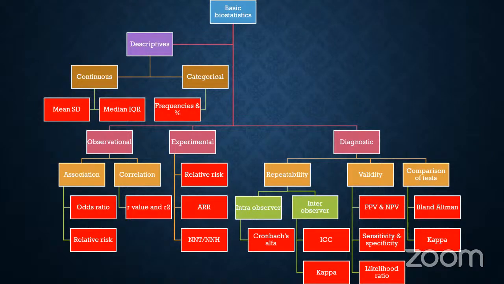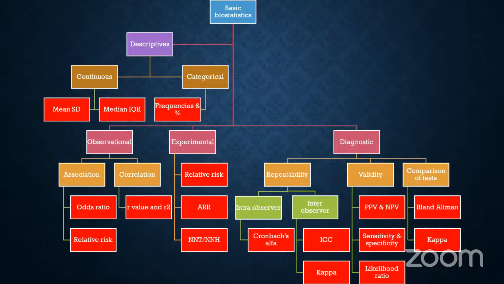Now, the analytical part of it can again be divided into observational, experimental, and diagnostic, again taking it from our study design classification. Observational studies can have associations or correlations. Association is where the case control study, which has got the odds ratio, and the cohort study, which has got the output as the relative risk, comes in. Correlational studies are just cross-sectional studies where you look at an R value and an R square value and look at the direction of relationship between two parameters evaluating the same thing. And you also look at how well they relate to each other.